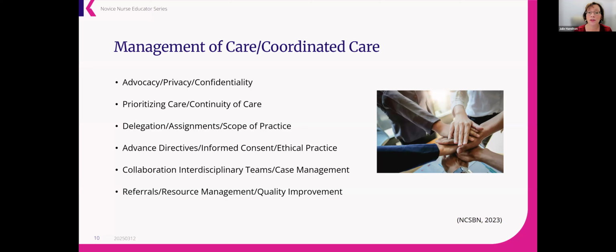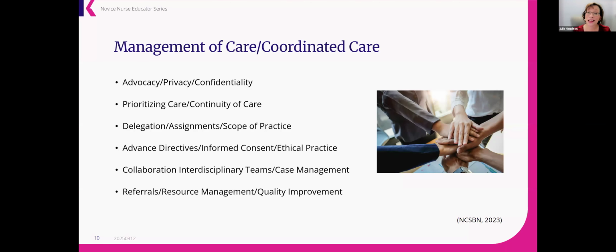So let's look at management of care, coordinated care. These are topics related to advocacy, privacy, confidentiality, prioritizing care. So you just received a report, you've got 5 patients. Who are you going to go see first? Who are you going to go see second? Who's the most unstable client?